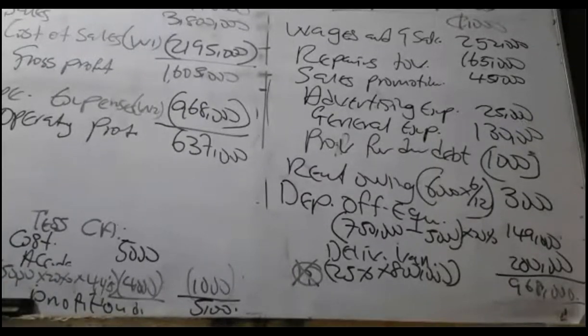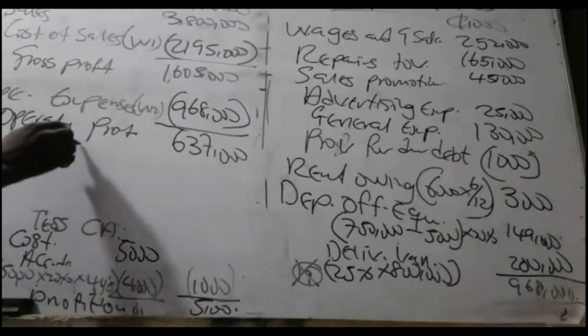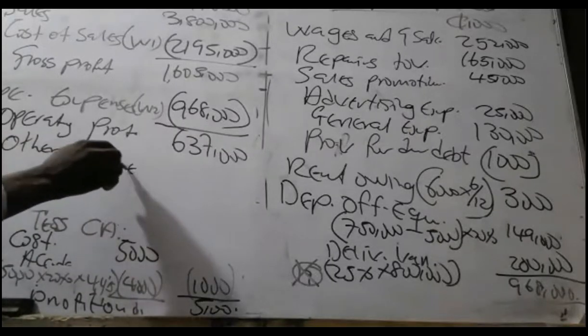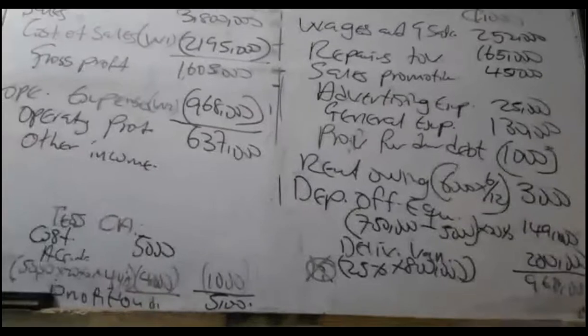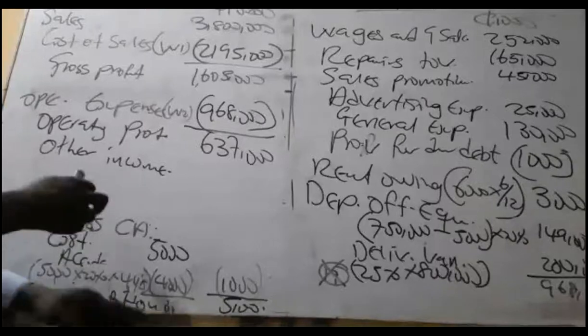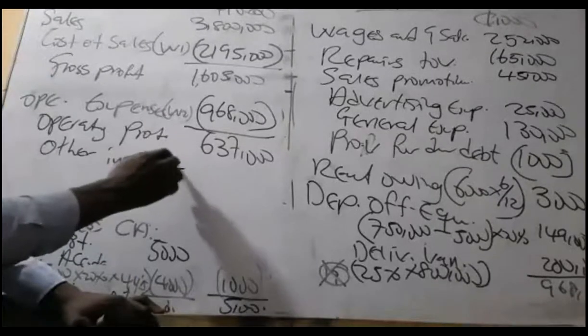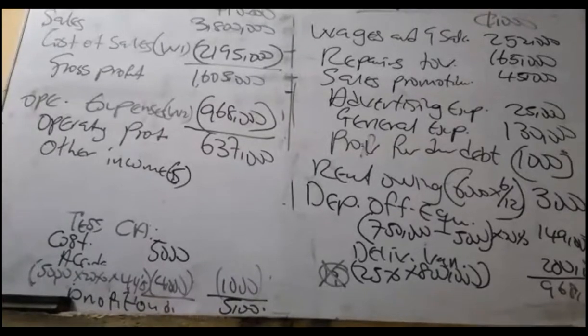Then from operating profit, you go to where? Other income, right? Let's go and do the workings for other income. This one was workings number 4, so this one's around 5 there, right? Yes, you can also follow the number.